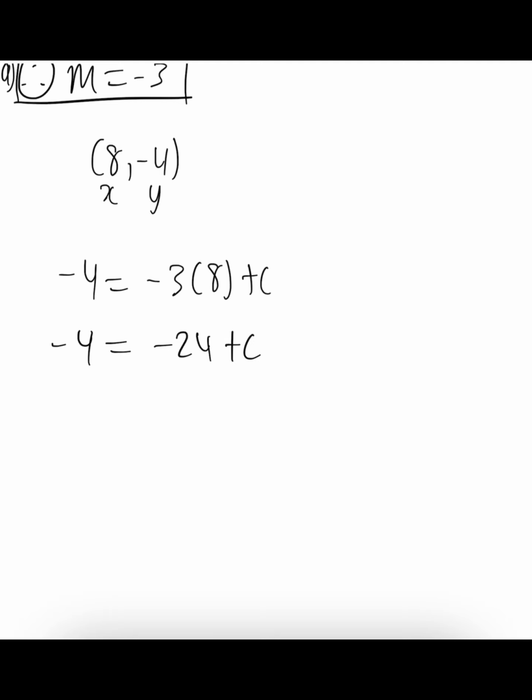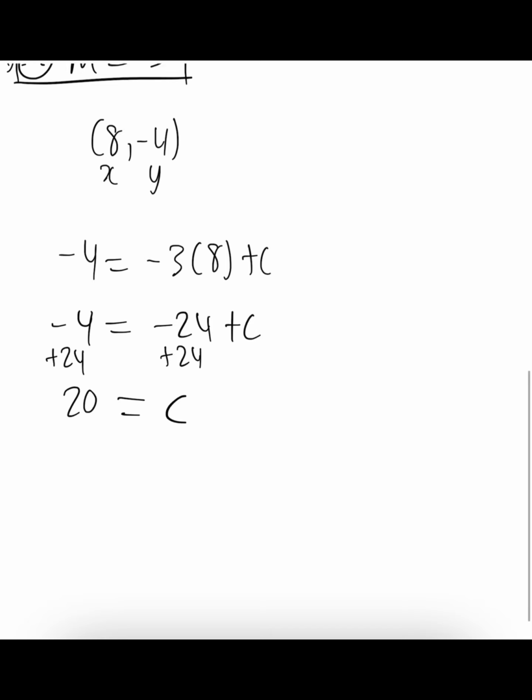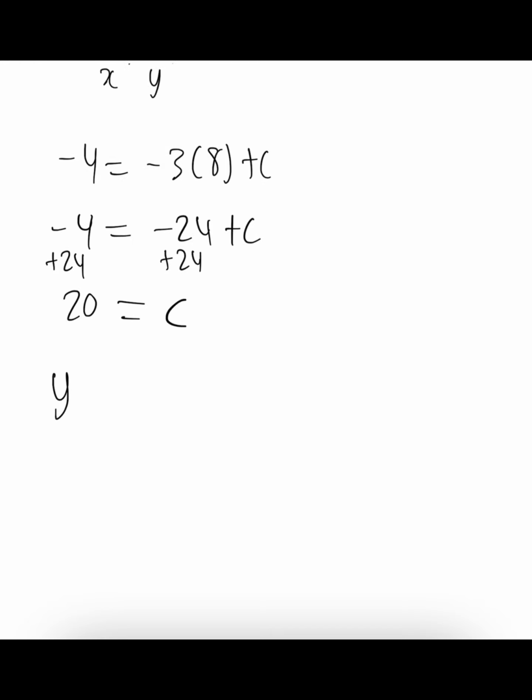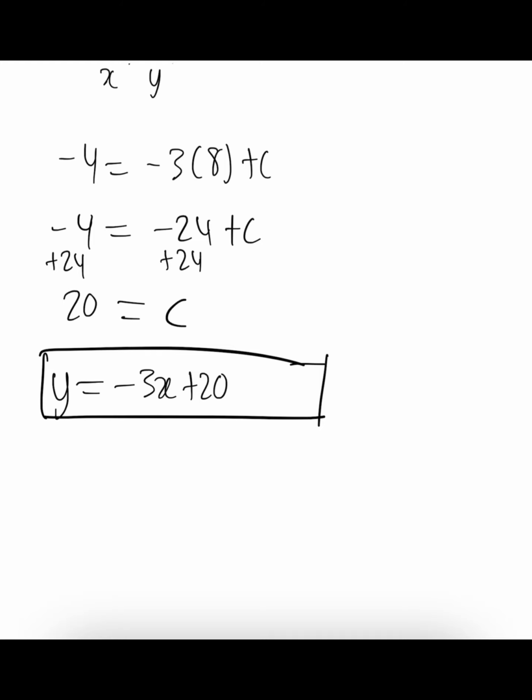-24 plus C. Now what we actually have to do is, again, isolate, but instead of subtracting, we can just add. Because if you know this, -24 plus 24 is 0, and that's what we can just do to the other side as well. So we will have C is equal to -4 plus 24, which is 20. We have the gradient, and we have the y-intercept, so we'll have y equals -3x plus 20. That is part B, therefore, and done.